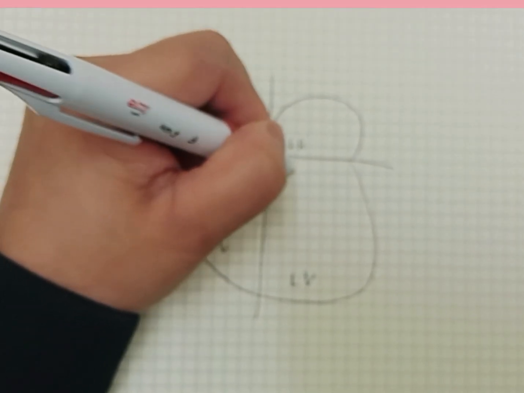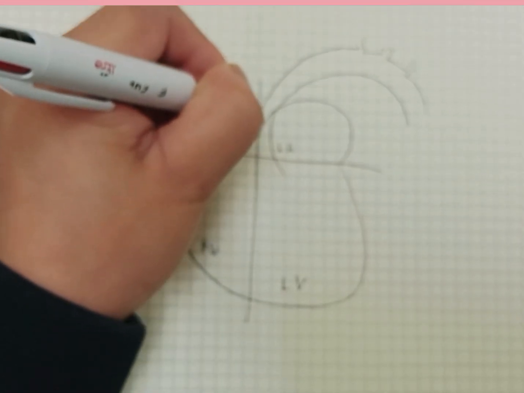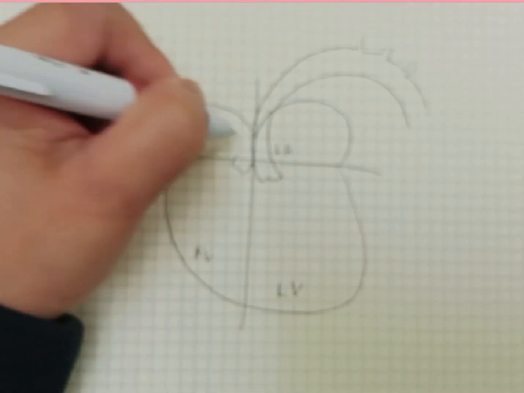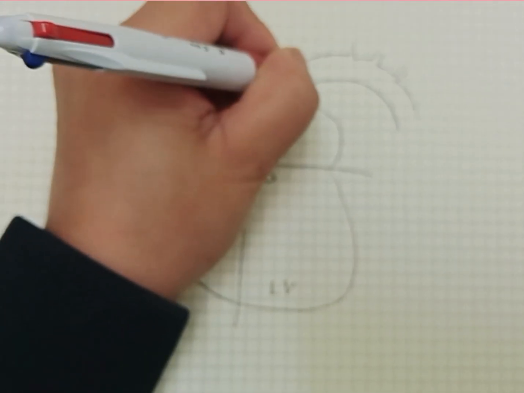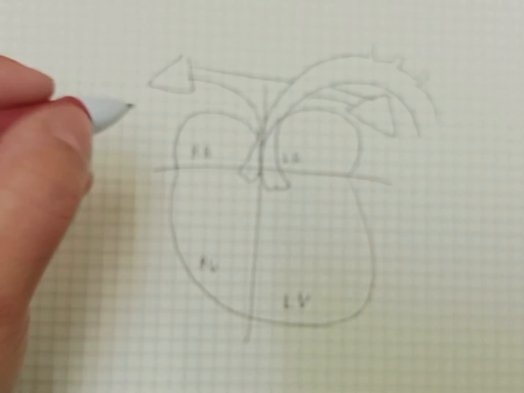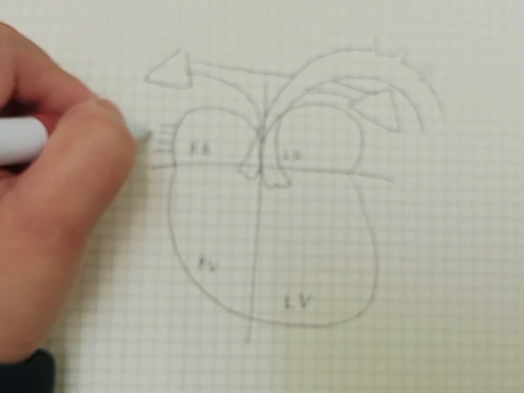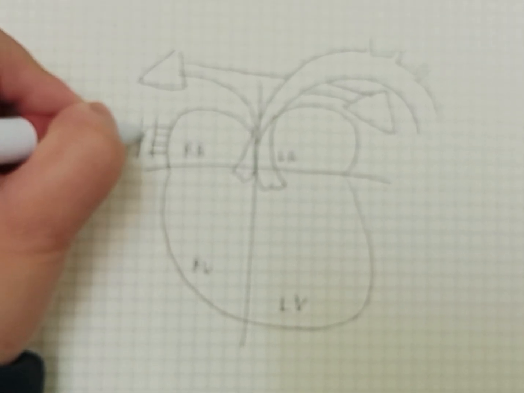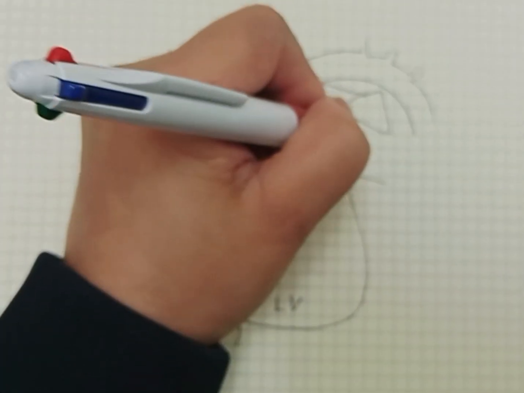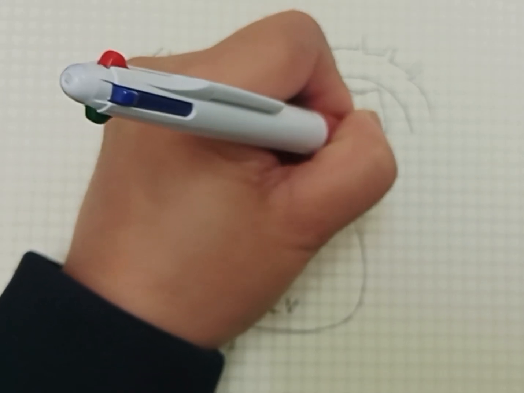So here we have the aorta, from the left ventricle, and we have the pulmonary artery from the right ventricle to the lungs for gas exchange. Here we have the IVC and SVC. And here we have the pulmonary vein.